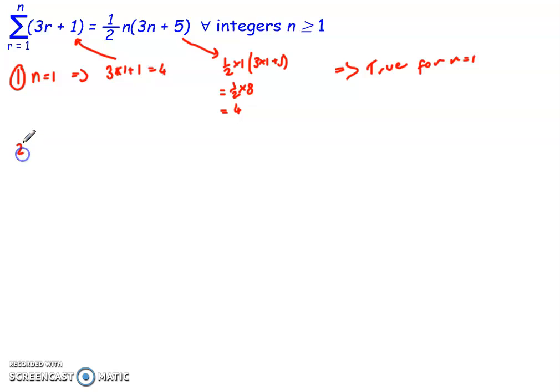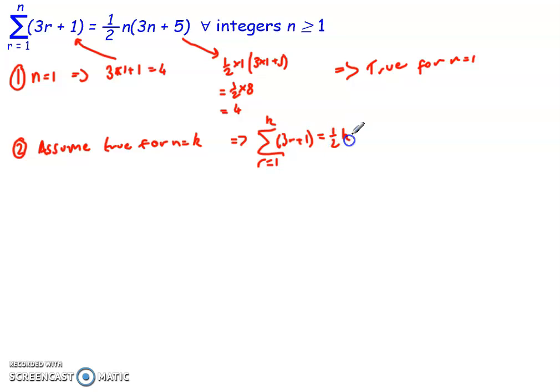What I can now do is assume that it's true for n equal to k. So what that then means is that gives me the implication that the sum from r equals 1 to k of 3r plus 1 equals a half k bracket 3k plus 5. I'm then going to look at the next term. So I'm going to take n equal to k plus 1.